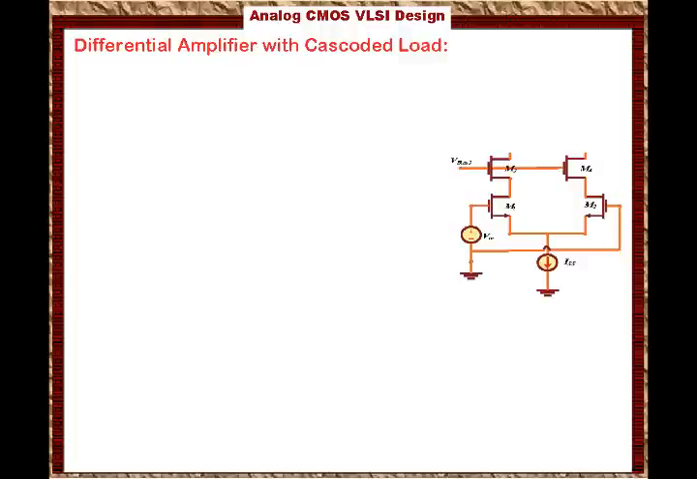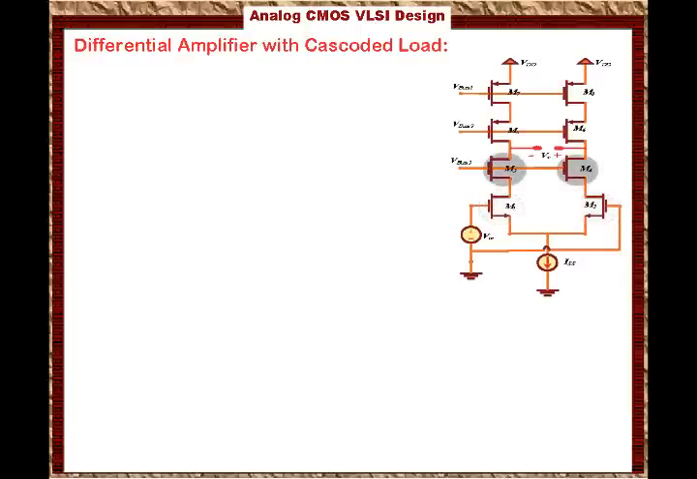Now the load has two stages. The first stage is M5 and M6, and the second stage is M7 and M8. All these transistors are properly biased at V bias 2 and V bias 1. We make sure that each transistor pair is perfectly matched. So M1 is the same as M2, M3 is the same as M4, M5 is the same as M6, and M7 is the same as M8 in terms of the W/L ratio, the design parameters, and the number of fingers for each transistor when you do the 2D layout.